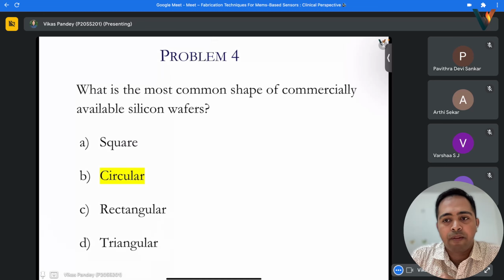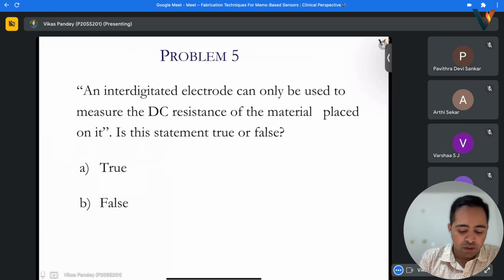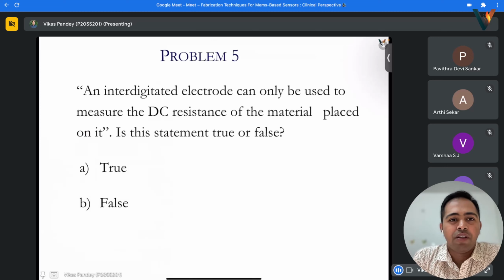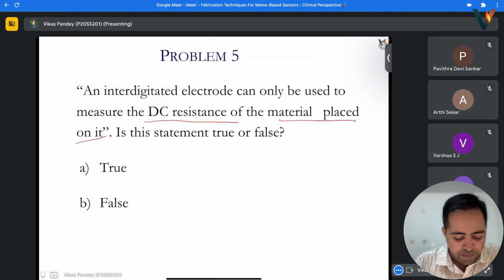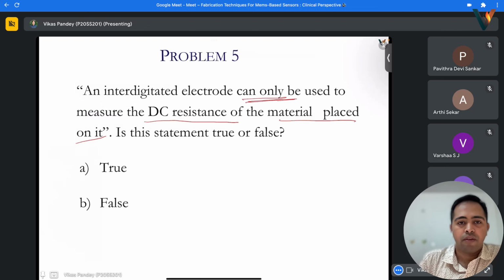Okay, now again we come to the interdigitated electrode. It can be used to measure the DC resistance of the material placed on it. Is it true? Can it measure only DC resistance of the material?